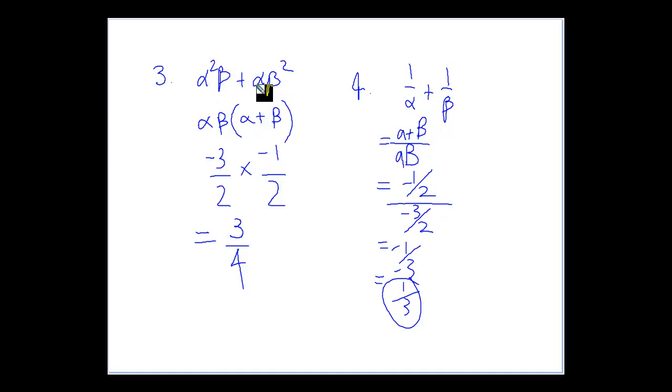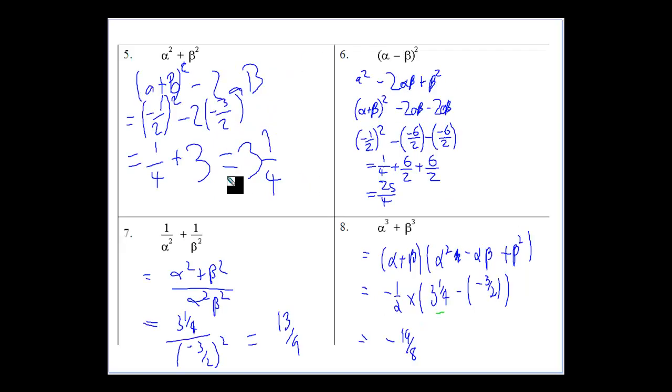So alpha squared beta plus alpha beta squared, we factorized, then we put our values in and multiplied. 1 on alpha plus 1 on beta gave us the sum of the roots over the product of the roots when we got a common denominator and solved the fraction. We were able to do the same thing for alpha squared plus beta squared. We see that it's the same as alpha plus beta all squared minus 2 alpha beta, so we substitute and get 3 1/4.